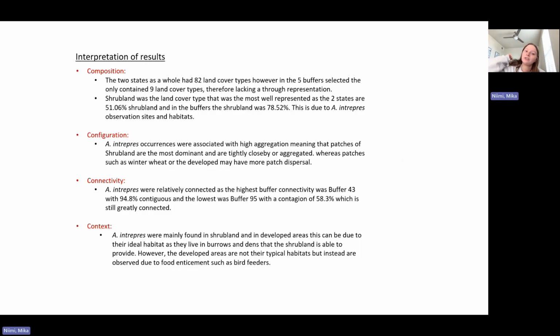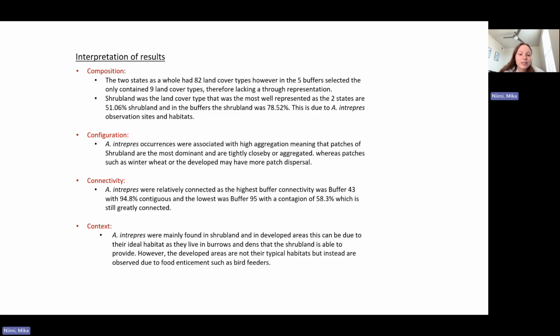So for composition, the two states as a whole had 82 land cover types. However, the 5 buffers selected only contained 9 of those land cover types. Therefore, they lacked a fair representation of all the land cover types in Texas. Shrubland was the land cover type that was most well represented, as the 2 states were 51.6% shrubland, and in the buffers the shrubland was 78.52%. This is due to A. interpretus observation sites and habitat selections and preferences.